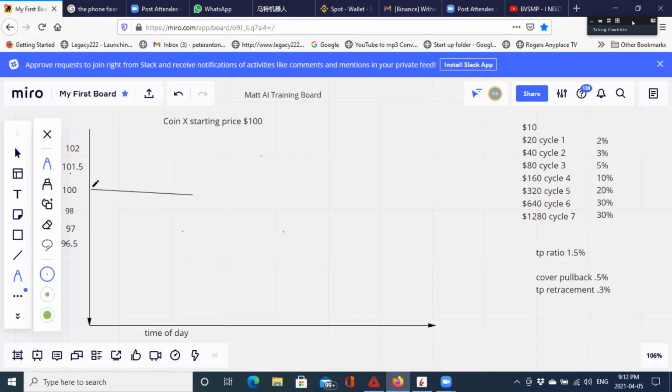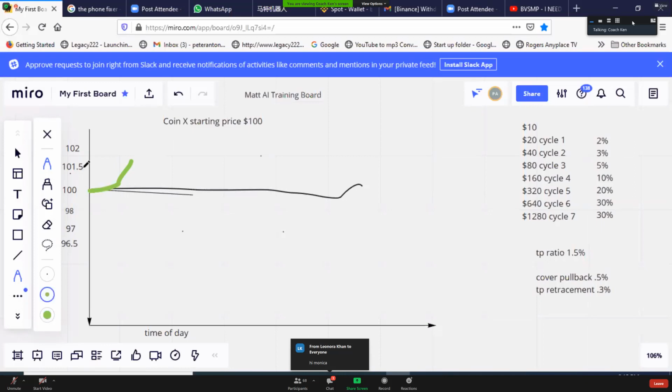Okay, so if you enter at $100, what we're saying is you're going to pay $10 for it, okay? And you can see on the right here, our first entry point is $10. Okay, that's the suggested amount. And this is roughly about a $1,000 account. And then if the price of this coin goes up 1.5%, as you can see on the bottom right here, on the right-hand side, you can see that we have something called a take profit ratio. If it goes up 1.5%, this alerts the bot that a sell is imminent, okay? It doesn't sell it right away because we have something called a take profit retracement, which is 0.3%.